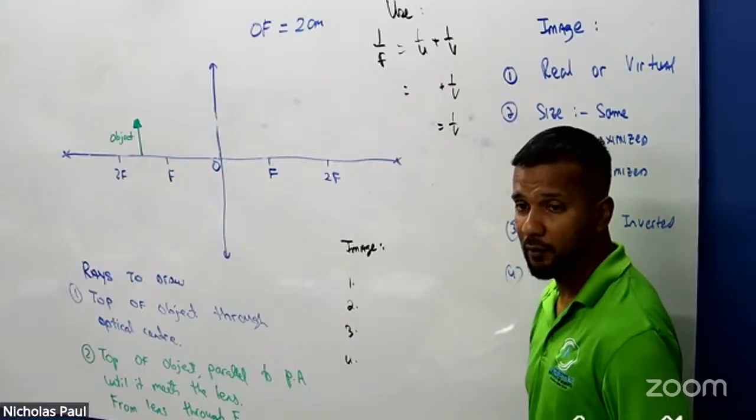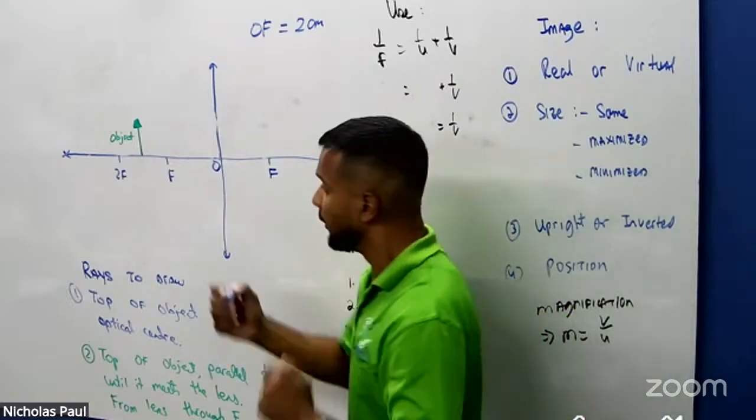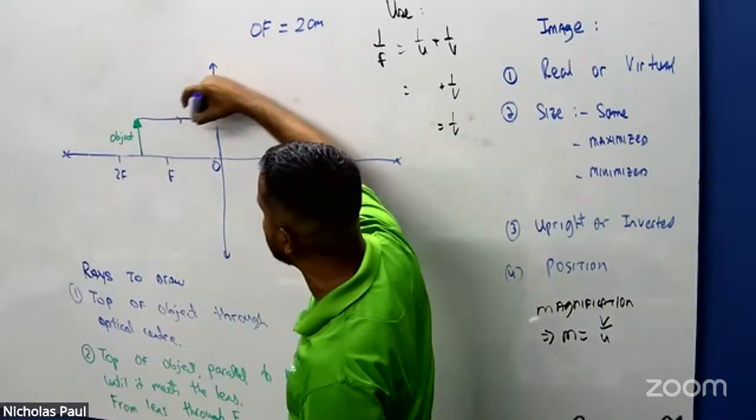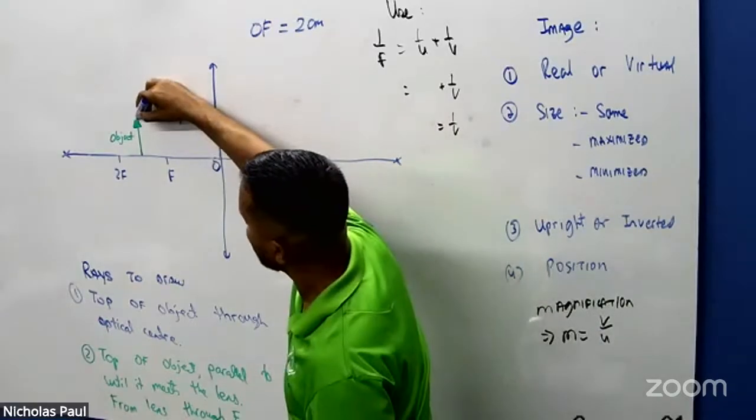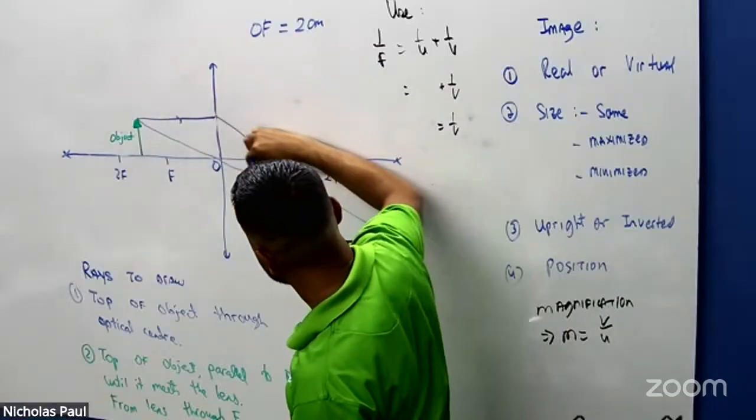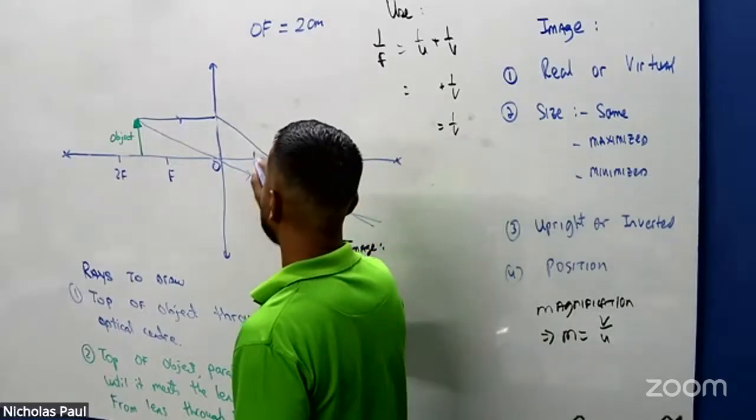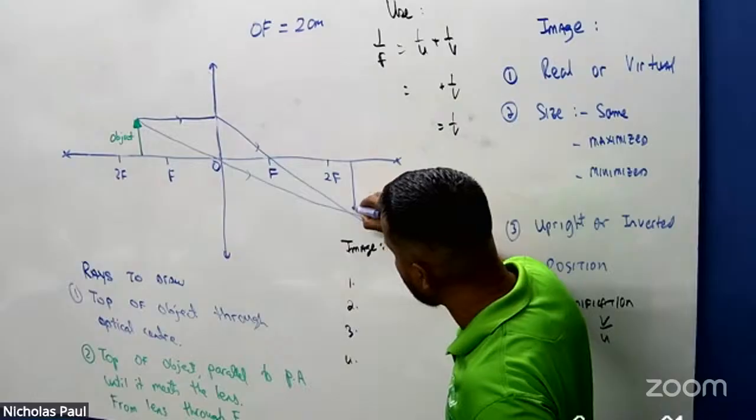Ready? You all got it? So you're drawing a ray parallel to the principal axis through the focal point, and through the optical center. I got my image quite down here.